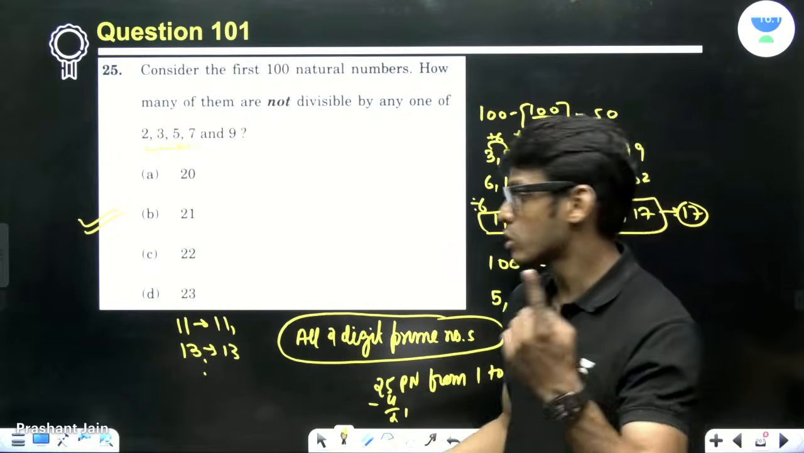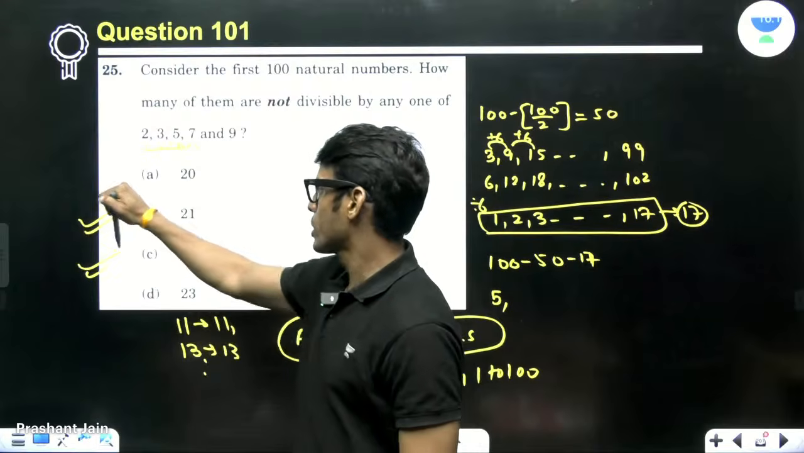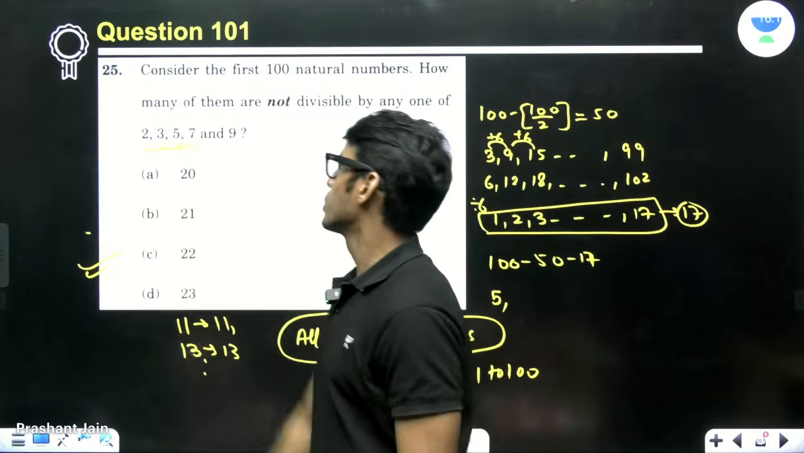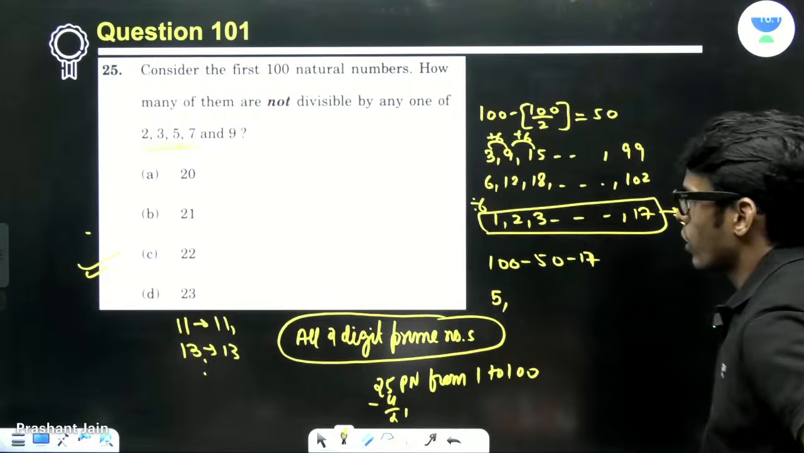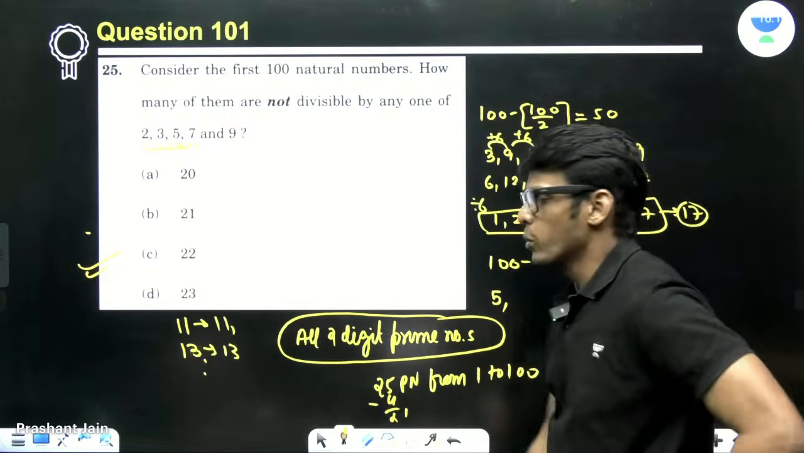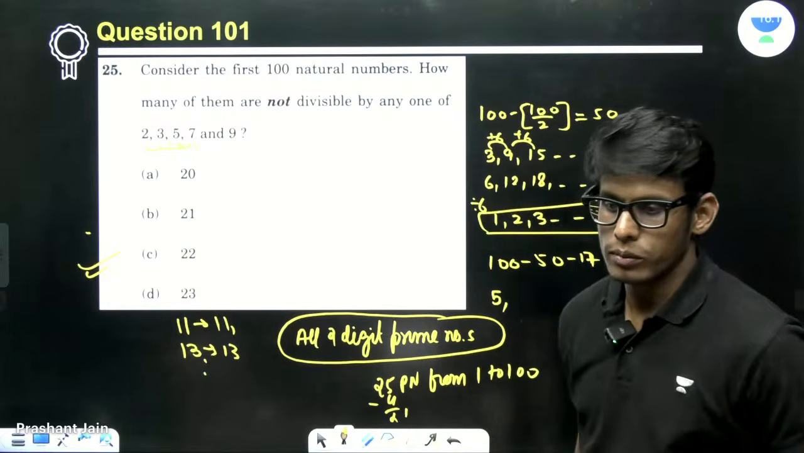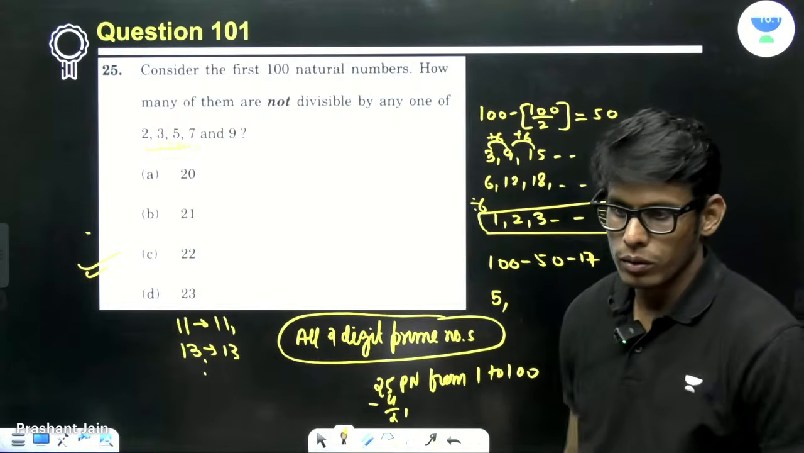And 1 also has to be included, guys. 1 also has to be included. So it will become 22.